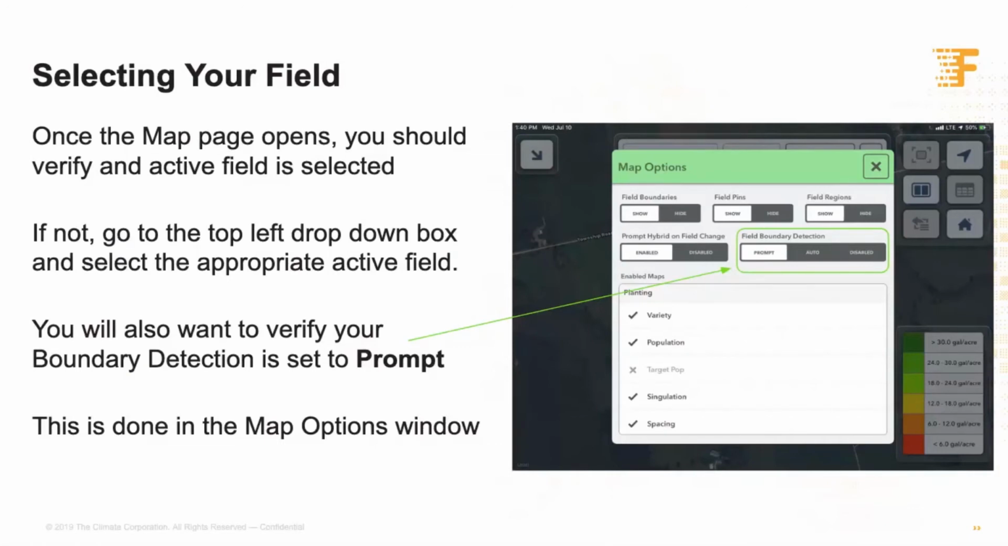The way we make sure that's done is you go to your boundary detection settings in your map options and just make sure it says prompt. Make sure prompt is white. If it's auto or disabled, some people like to use those settings, but my strong recommendation is to keep it at prompt. It'll give you the best user experience, I think, and it'll give you fewer problems later on down the road. If you have your boundary detection set to prompt, that should work best for you. And then you also wouldn't have to go into that drop-down every time and select the active field. It'll prompt you to do so.